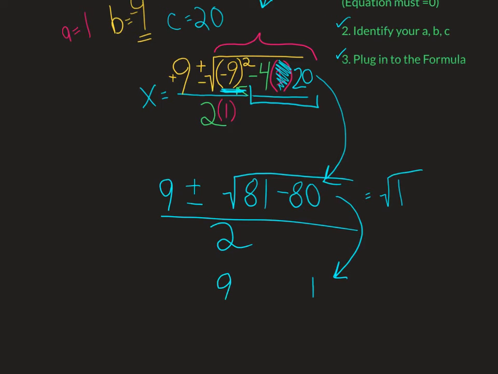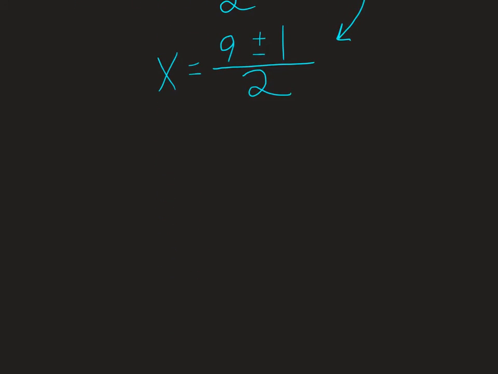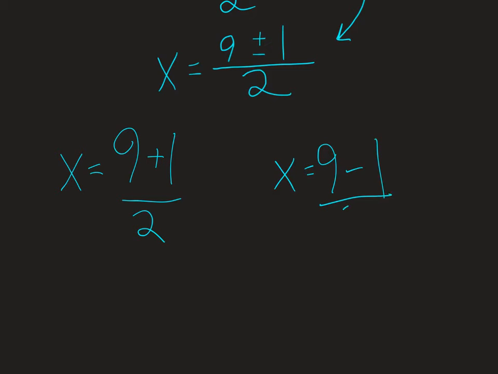So now we end up with this idea of a 9 plus or minus, let's move that 1 over, 9 plus or minus 1 all over 2. And this is where we split, and this is where we get our two solutions. So we'll just say x is 9 plus 1 divided by 2, and x is 9 minus 1 divided by 2, and we're going to get our two solutions.